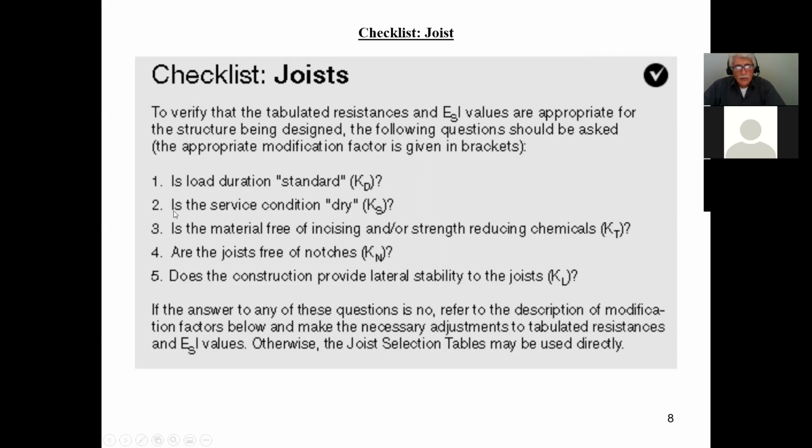And then the other one is the service condition. What this is telling you is, is your KD value for standard equal to 1.0? Yes or no? If it's no, then you should not be using the values in the table, or you should be modifying the values in the table. Is the service condition dry? In other words, is your KS value equal to 1.0? If it's no, then you should not use the values in the table.